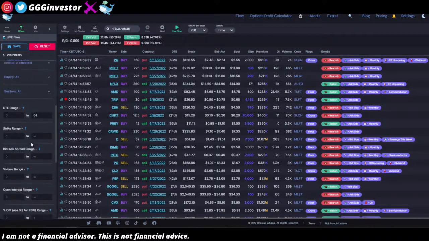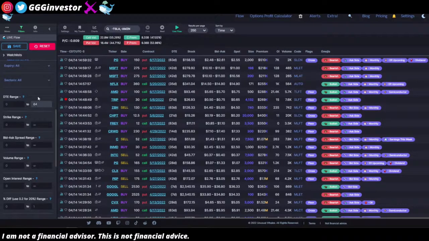The next thing that I change, and this is still something I'm working with, is the date to expiration range, and you can basically set your range as far as how long you want the contracts to come in. So 64 days is about 2 months. I'm kind of messing around with this between 1 month and 2 months, but you can definitely play with this a little bit and adjust it to your time frame.